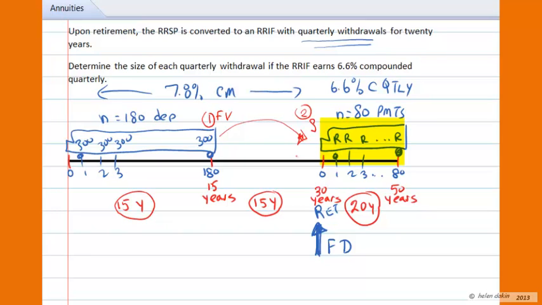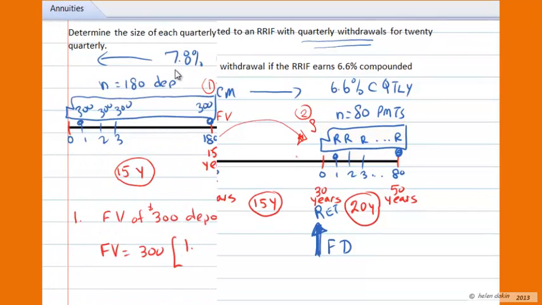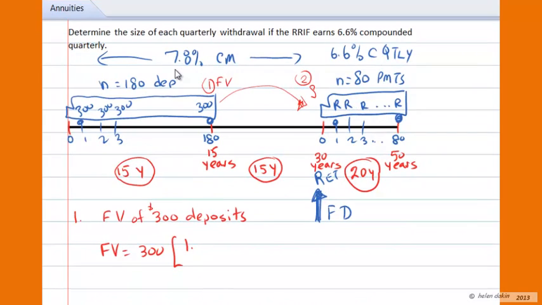So let's start working on these steps. With step one, we need to determine the future value of the $300 deposits. And the $300 deposits are earning interest at 7.8% compounded monthly. That translates to 0.078 divided by 12, or 0.0065 per month. That's 0.65% per month.